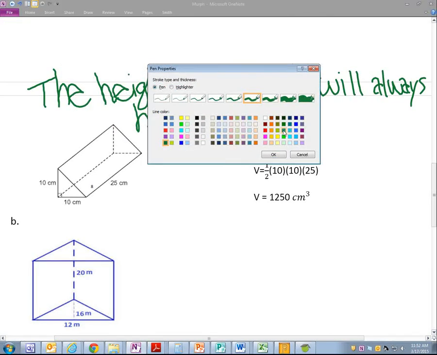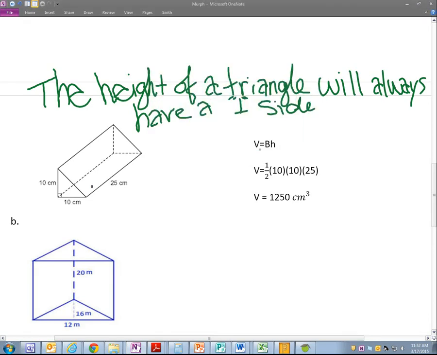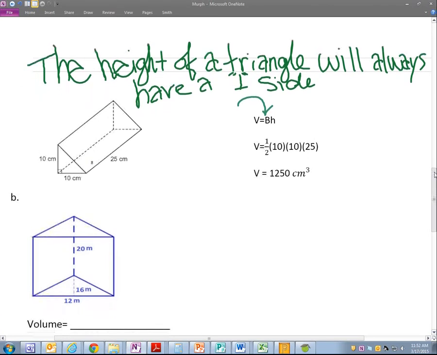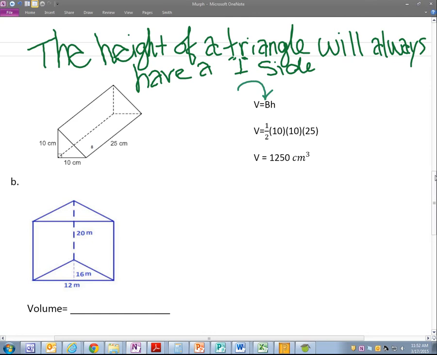Let's use a different color green. So we have volume equals the capital B, which is going to be the area of the slice of the shape that is being identified. This is a triangular prism. So we have our B is going to be 1/2 base, which is 10, times the height, which is 10.